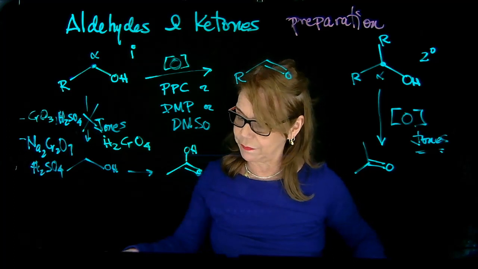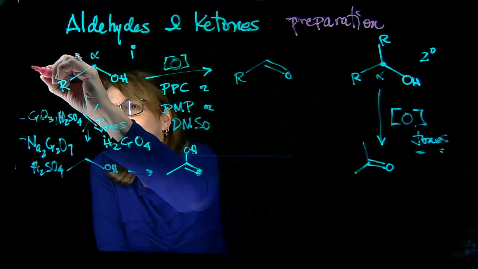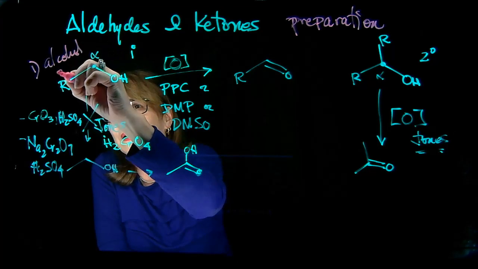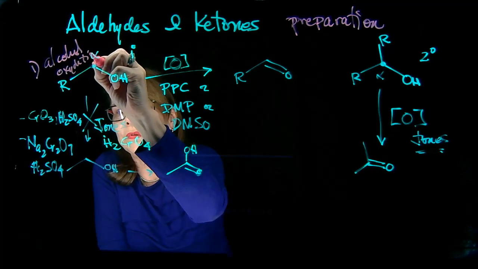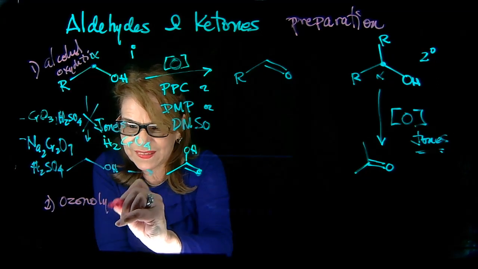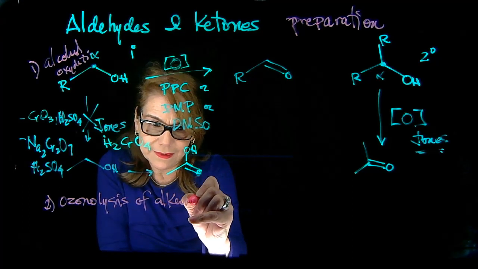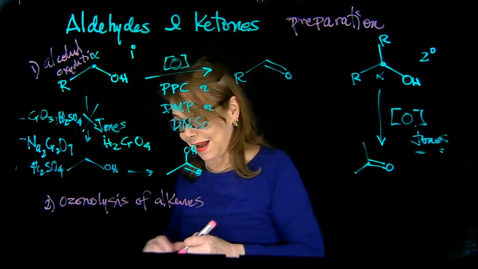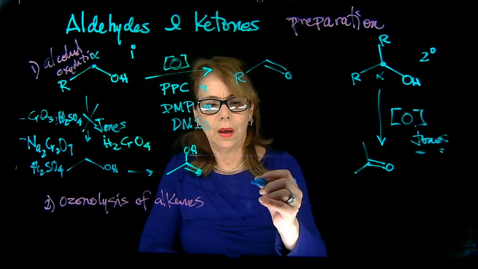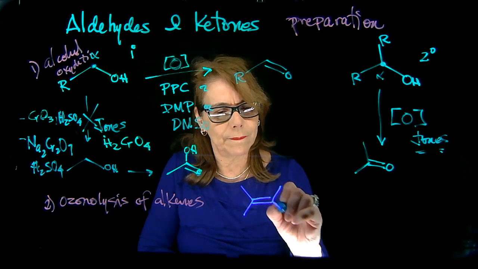Another important way of making aldehydes and ketones is from the ozonolysis of alkenes. So let me say here, this is alcohol oxidation. That is the first method. Second, we're going to say ozonolysis of alkenes. So depending on the alkene, we're going to get one product or the other. So let's draw that. Say that I have this.